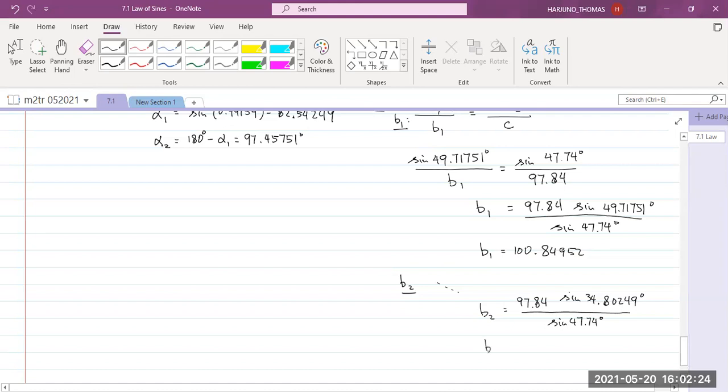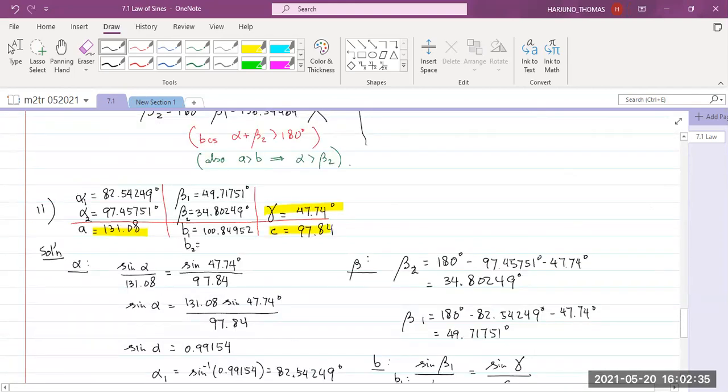I get B2 to be 75.45203. Okay, now our table is complete.